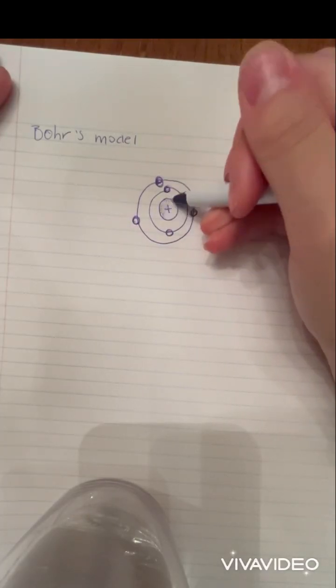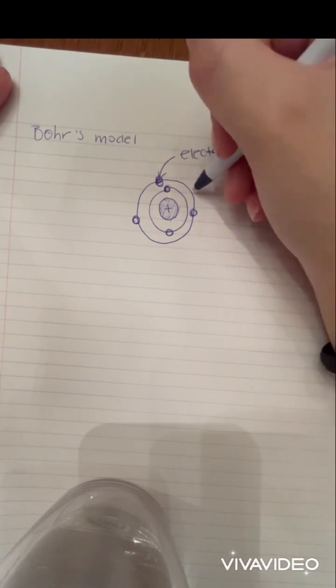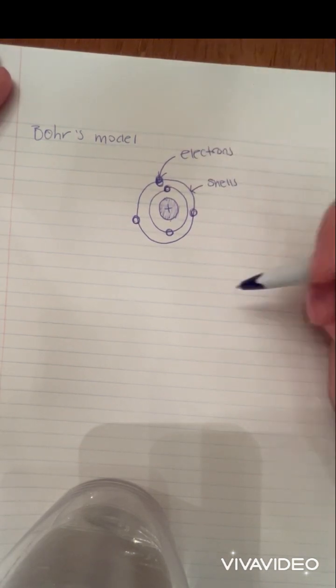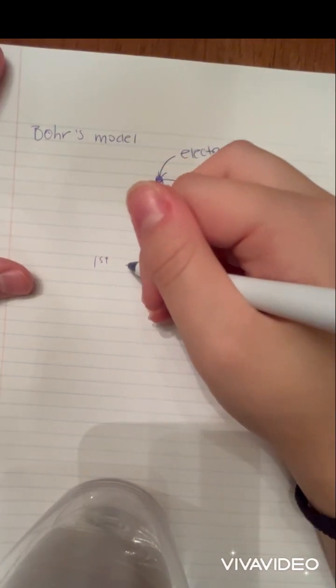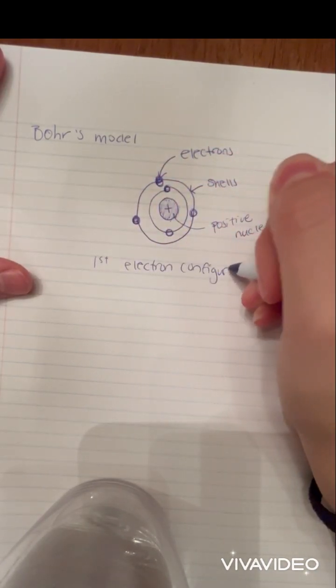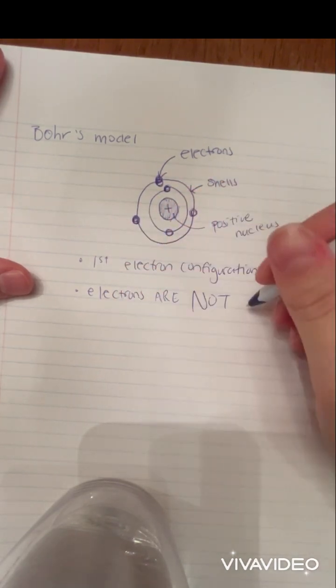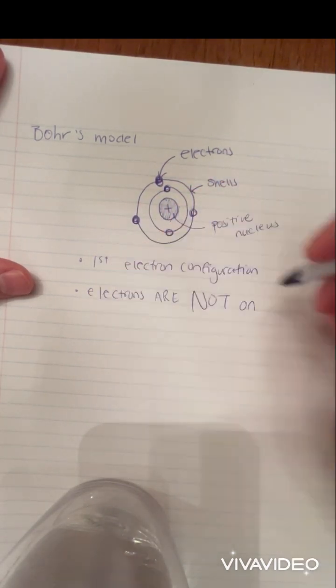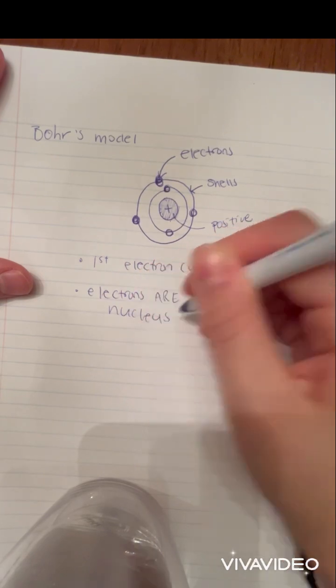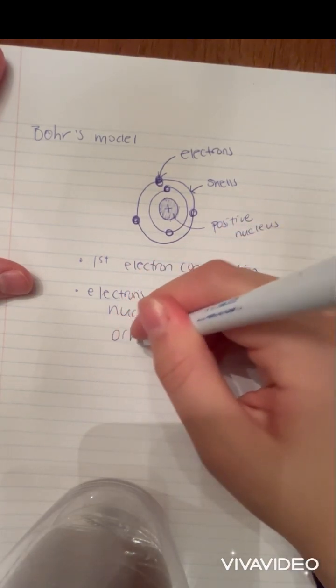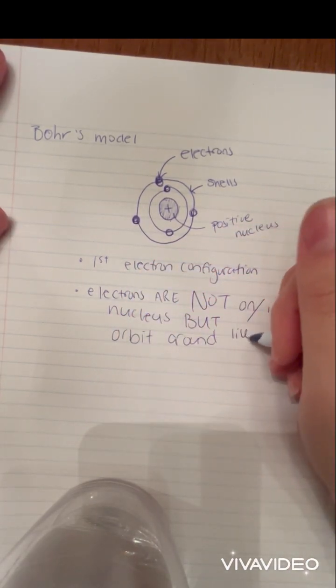So now we have Bohr's model, which had electron rings, so to speak. And it had the positive nucleus and the electrons around the nucleus. It was our first electron configuration and showed that electrons are not on or in the nucleus. However, they do orbit around the nucleus, sort of like the planets.